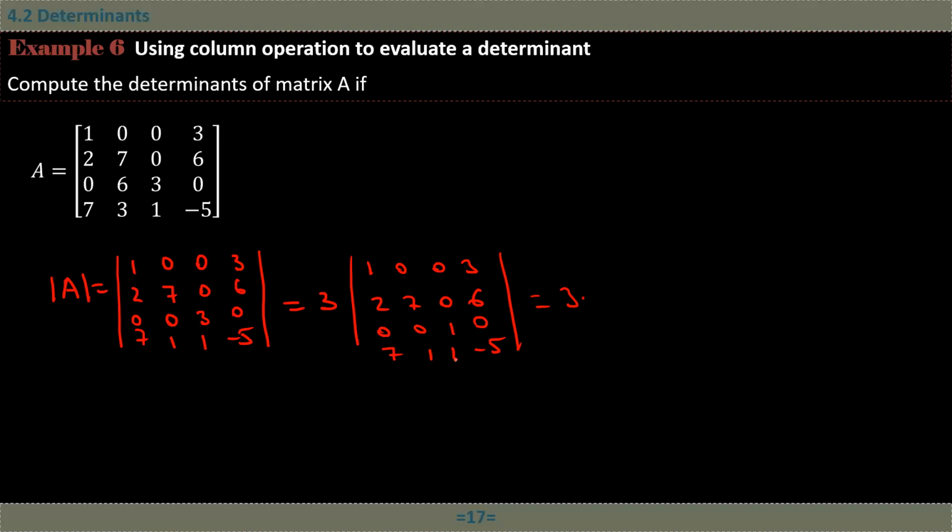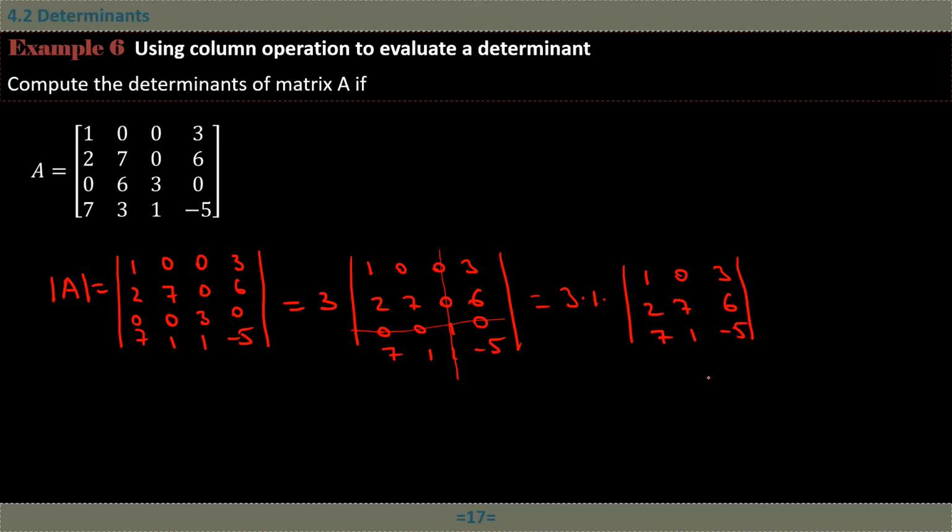Actually, I think we can reduce the order of this matrix, right? So here is 1. So by this position, the signs are plus, minus, plus. So this will be plus, just 1, times, and delete the third row and the third column. What do we have here? If you just delete this, what do we have here? 1, 0, 3, 2, 7, 6, and 7, 1, minus 5.